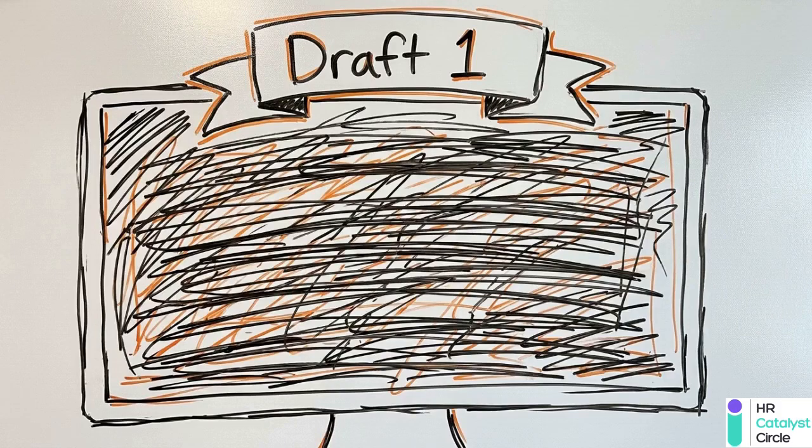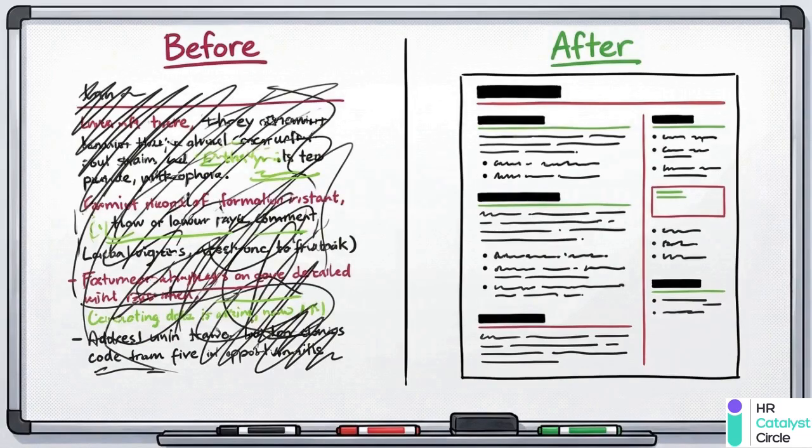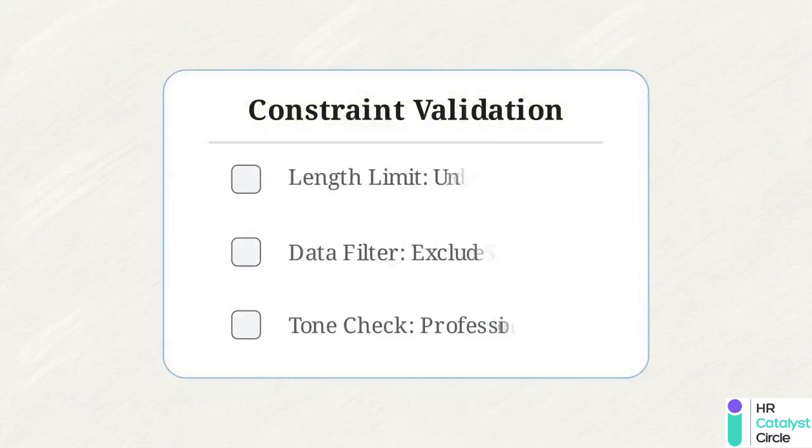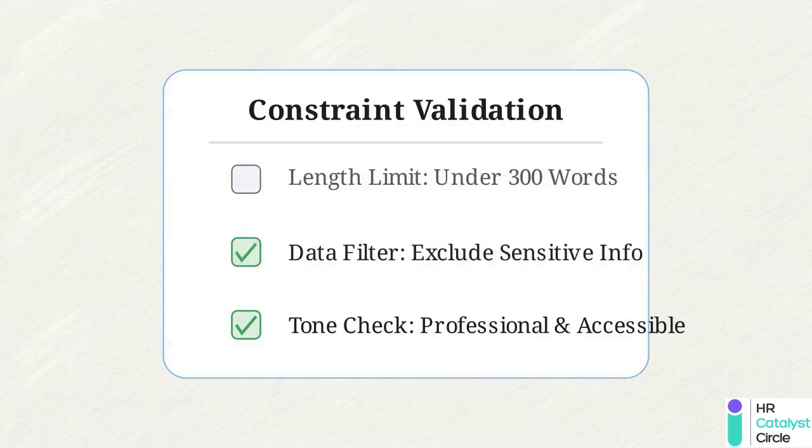Look at the difference. On the left is the dense, unformatted block of text from a standard prompt. On the right is the structured, bulleted document generated by the brief prompt. The brief output followed every constraint, omitting compensation details and staying within the word count.